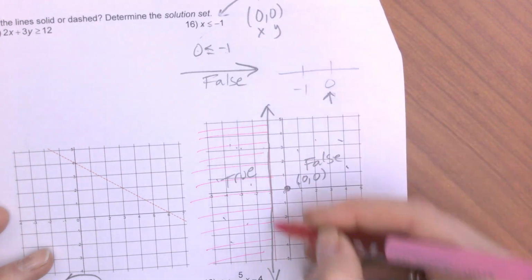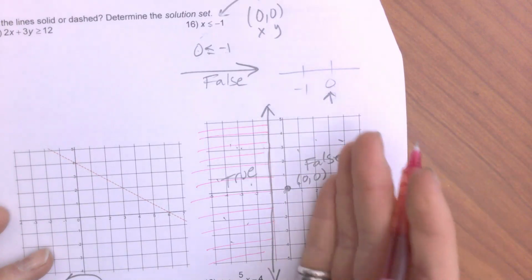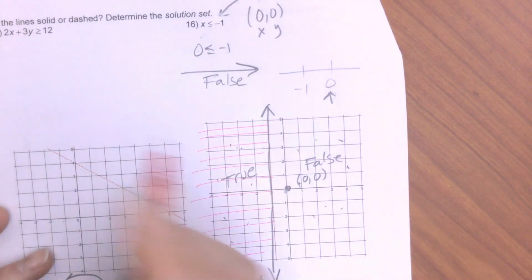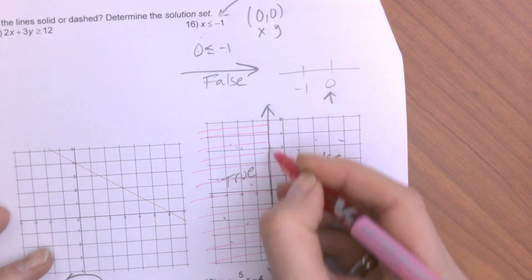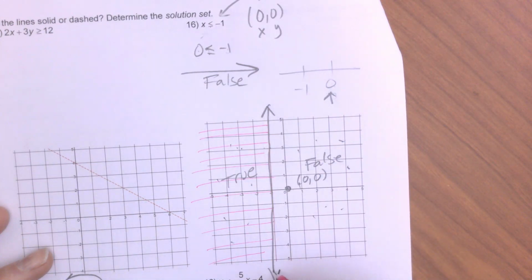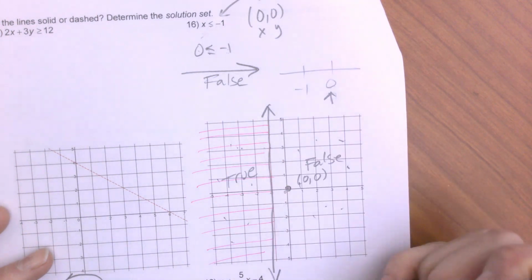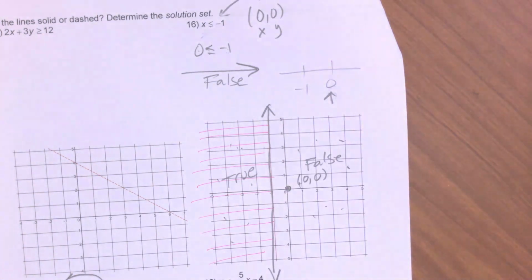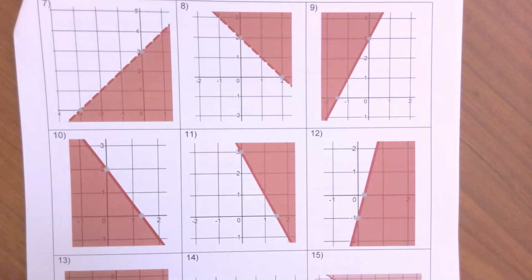Because this is a solid line, anything on this boundary line is included in the solution set. So the points on the boundary line will be true as well. If it was dashed, then the points on the boundary line would be false. Okay? And all the answers are here on the next page if you want to check your work.